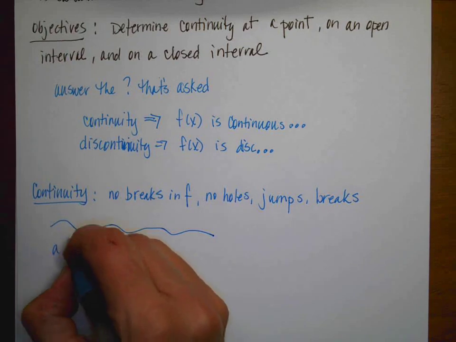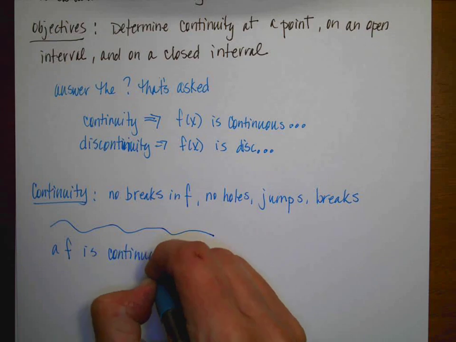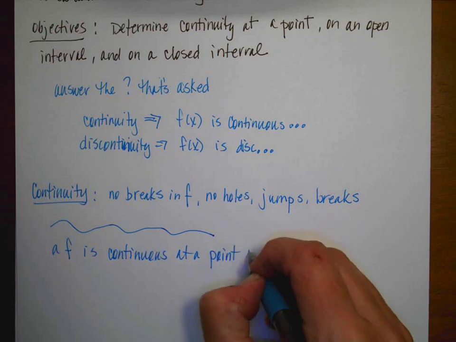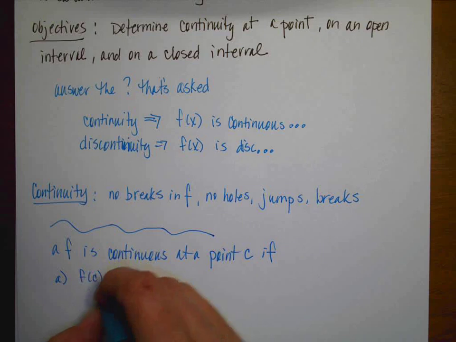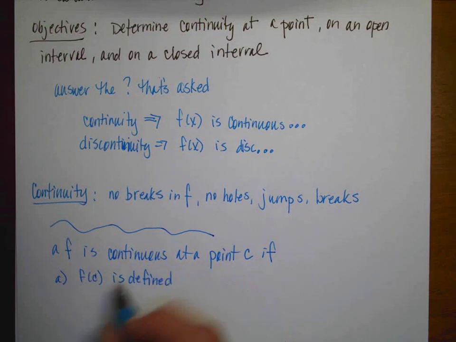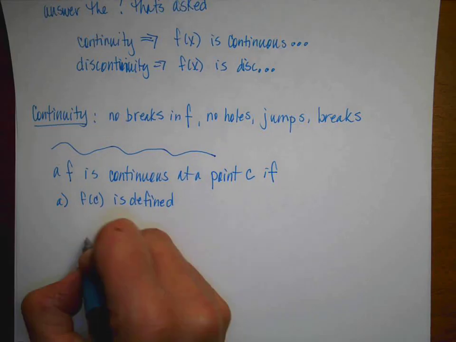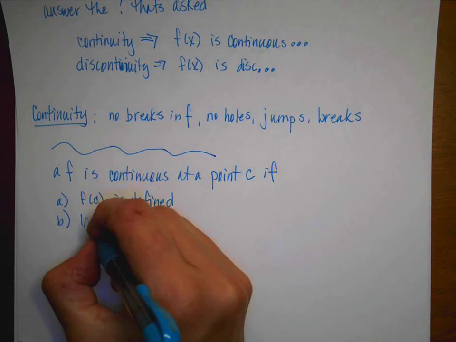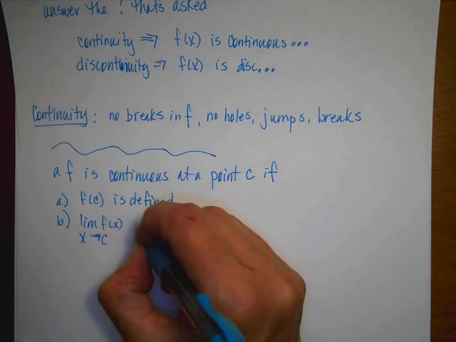So we would say a function is continuous at a point c if f of c is defined. So the function is continuous at a point c if the function is defined at point c. A function is also continuous if the limit of the function as x approaches c exists.